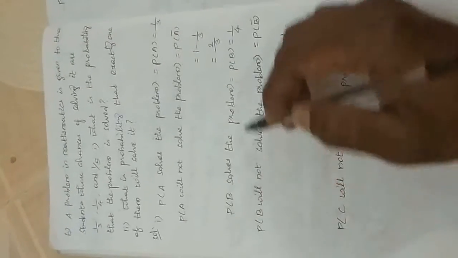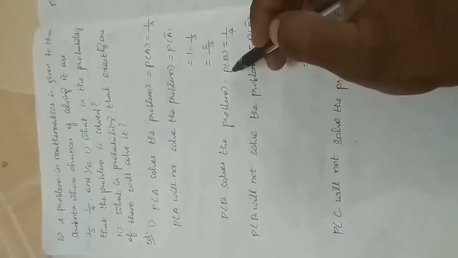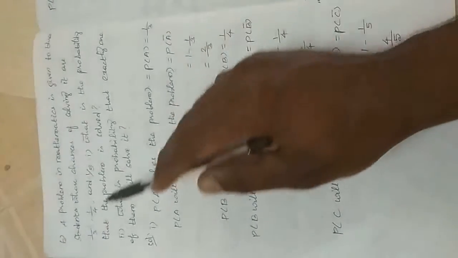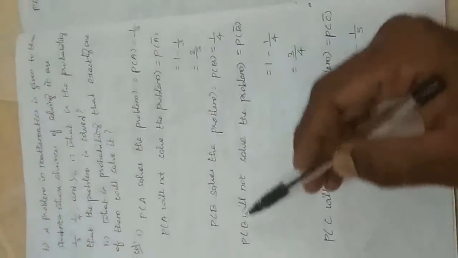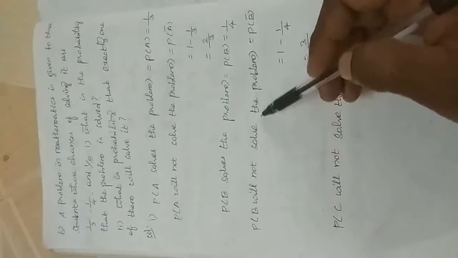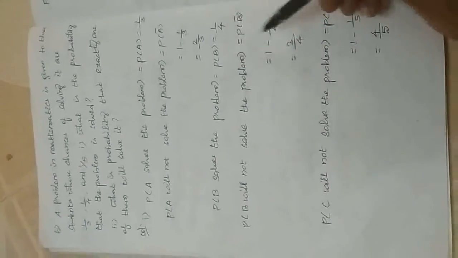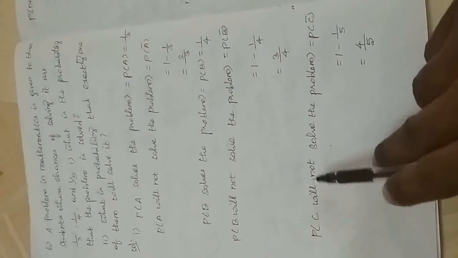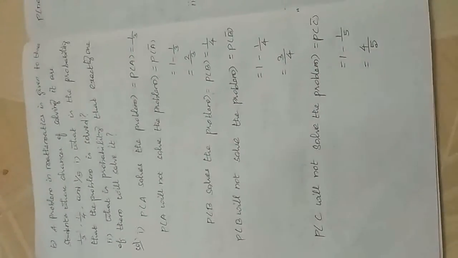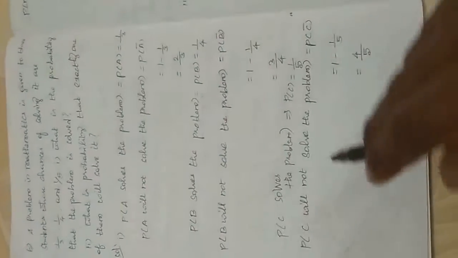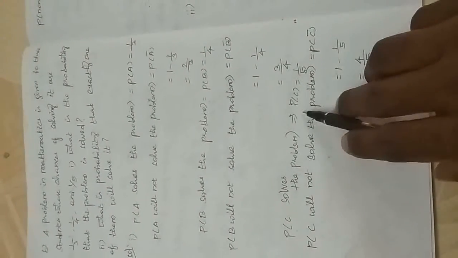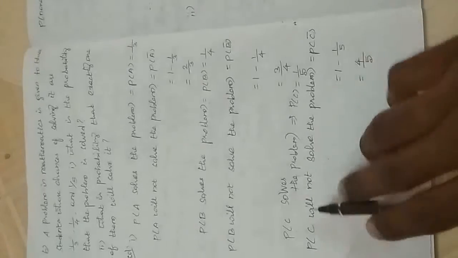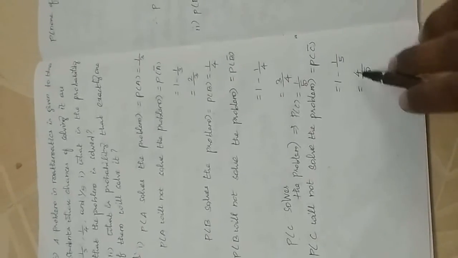Next, P of B solves the problem, another student. So P of B equals 1 by 4 chances. P of B will not solve the problem means P of B bar, that means 1 minus 1 by 4 equals 3 by 4. Next, P of C solves the problem, so P of C equals 1 by 5. P of C will not solve the problem means P of C bar, that means 1 minus 1 by 5 equals 4 by 5.